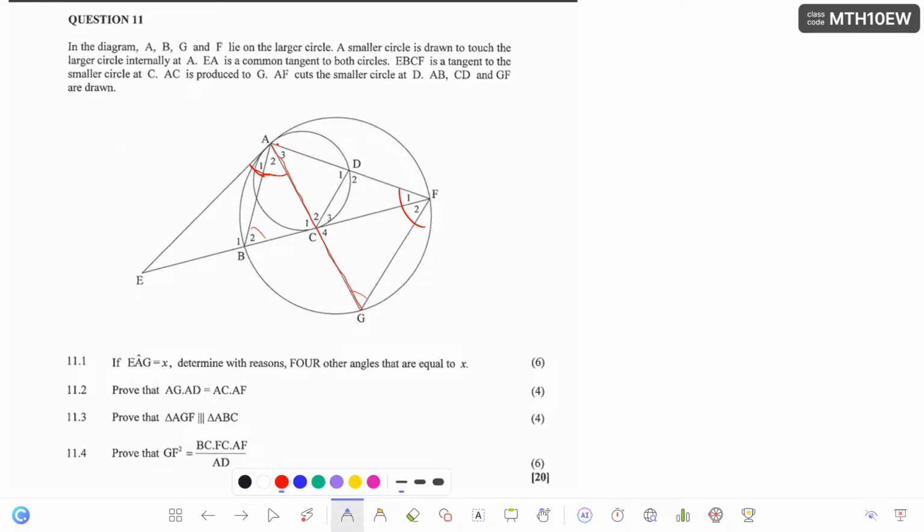Okay, there is also this small triangle. So guys, I'm trying to analyze this. So I have 1, 2. Here they said if EAG is equal to x, determine with reasons four angles that are equal to x. So I have 1, 2, and I still have 2 more.